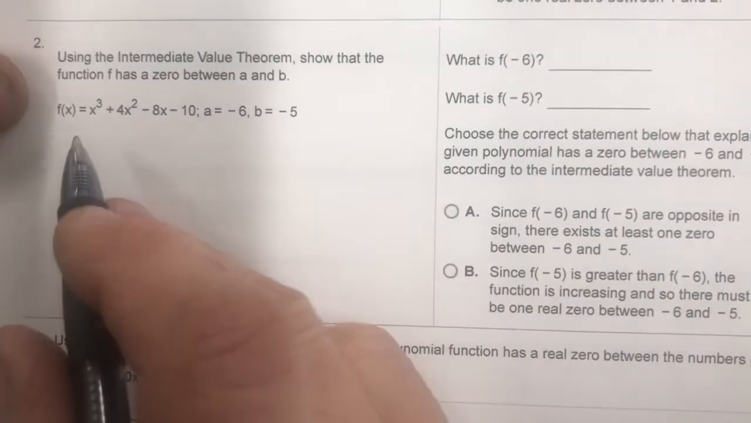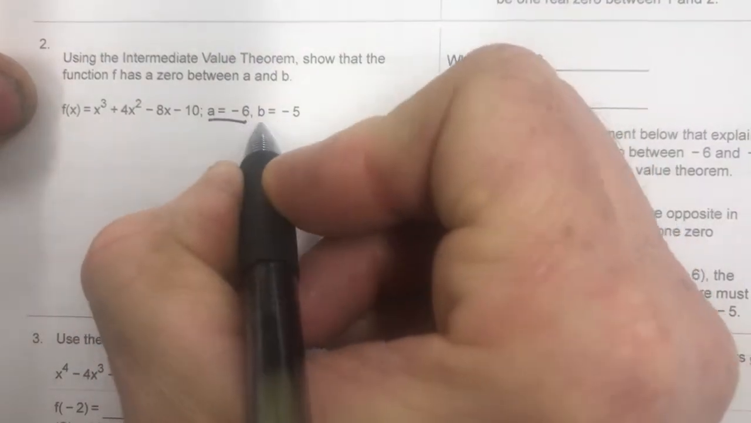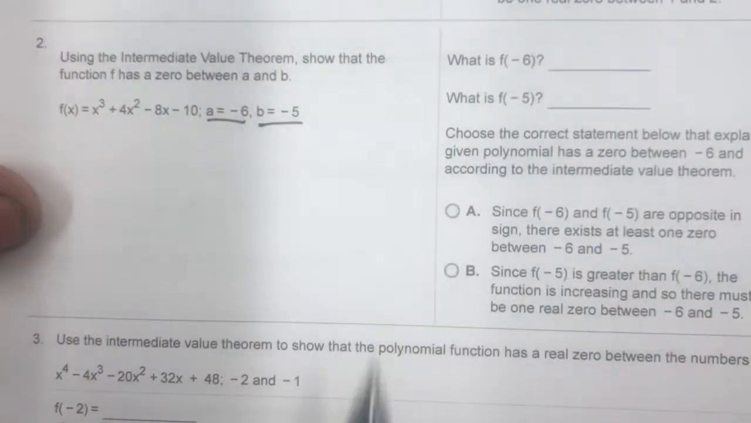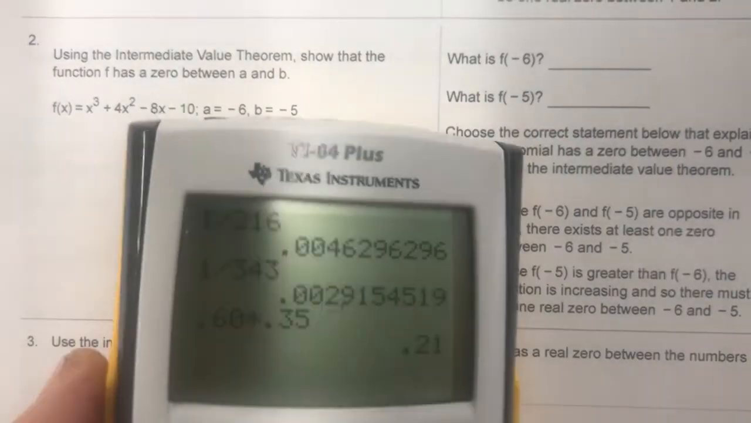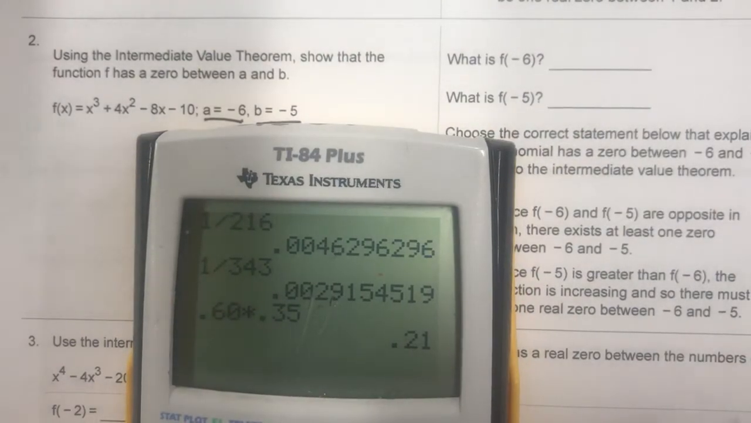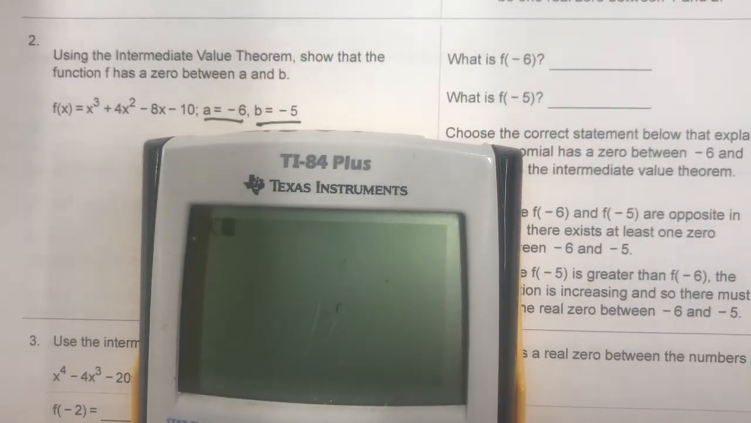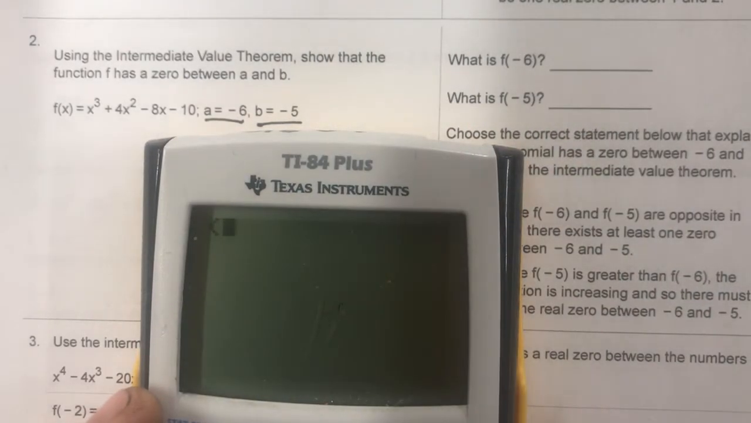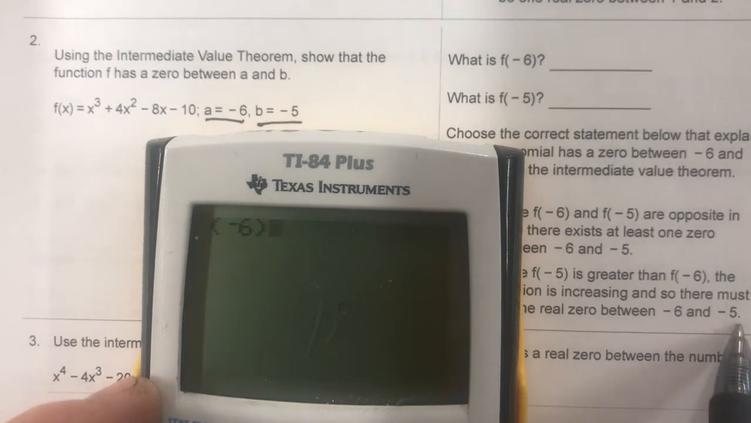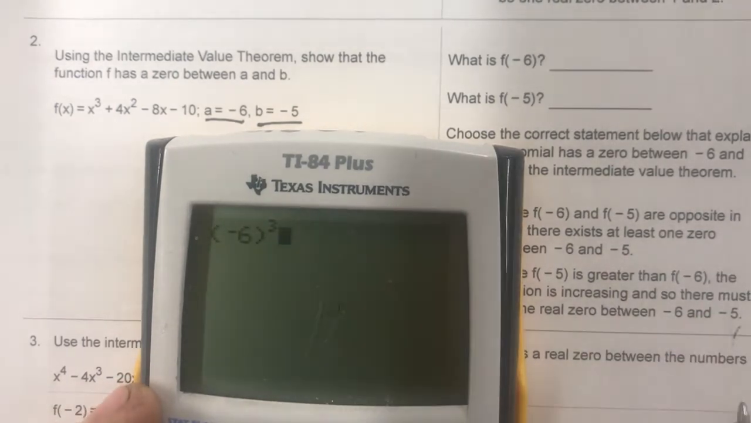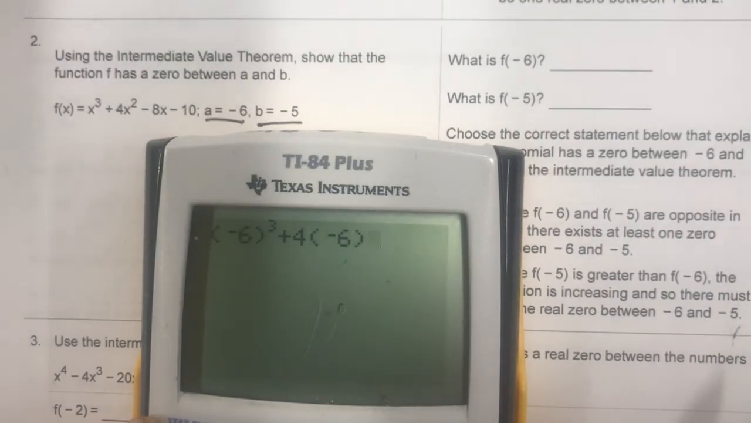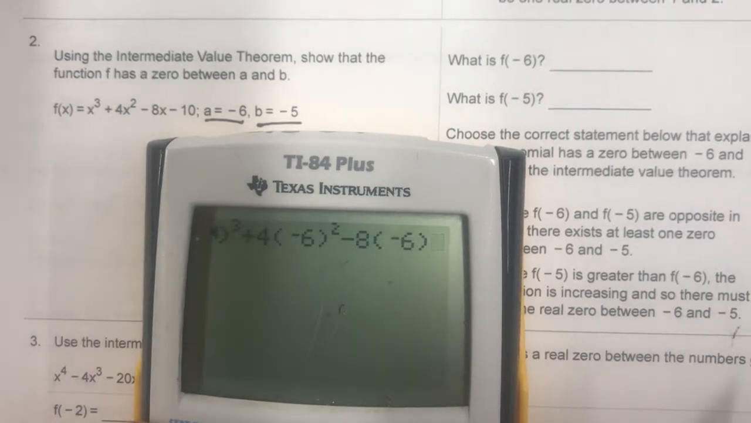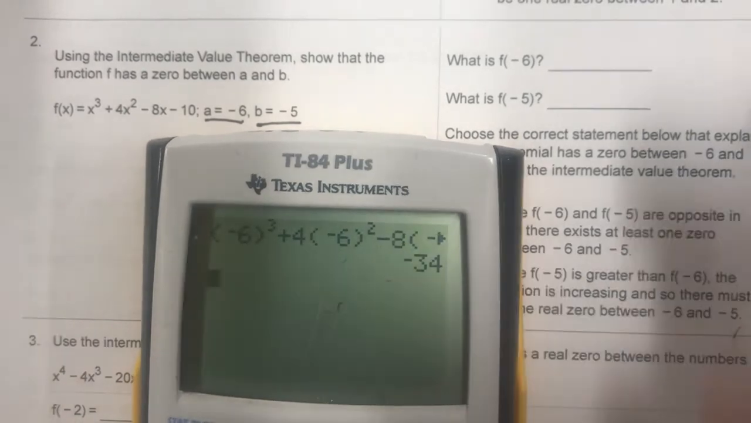Here's my function. a is -6 and b is -5. We want to show that there's a 0 between those. Now I'm going to get my calculator for this one. All right, so I'm going to type in -6 first. So in parentheses, -6 to the 3rd power plus 4 times -6 squared minus 8 times -6 minus 10. All right, I get -34 when I do that.